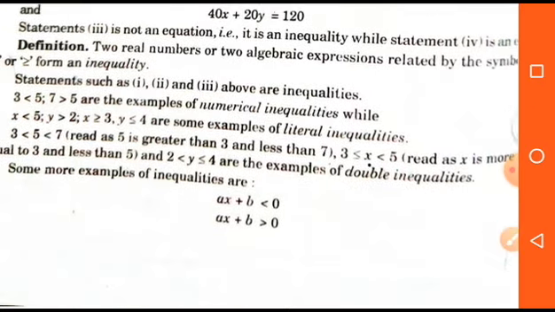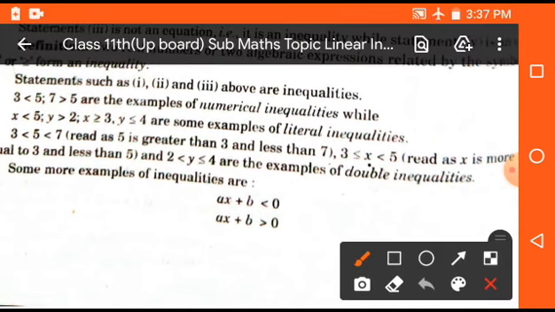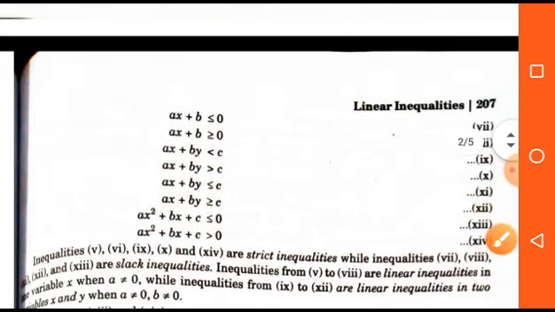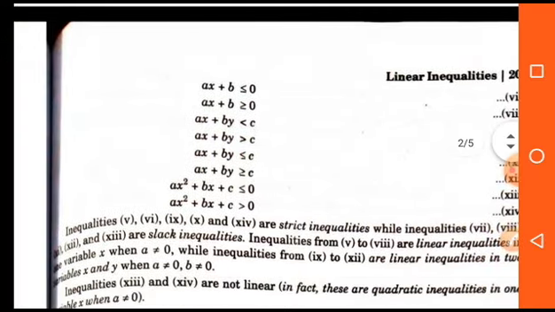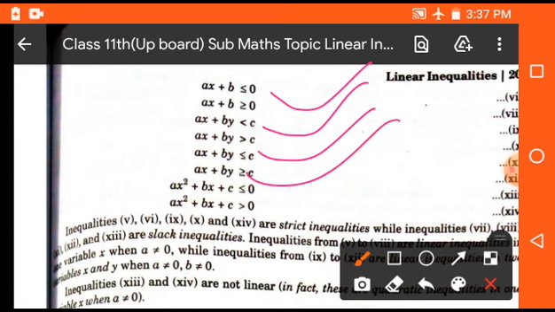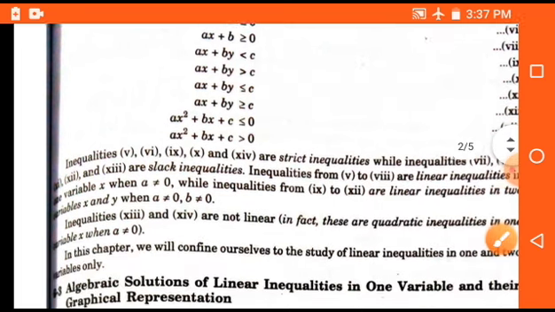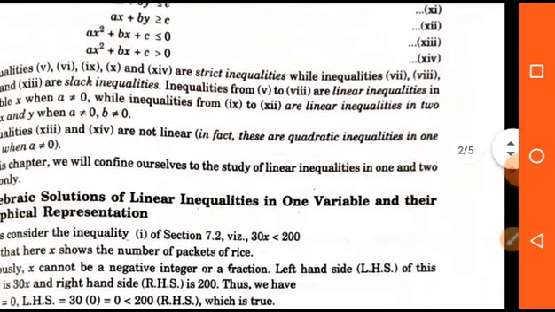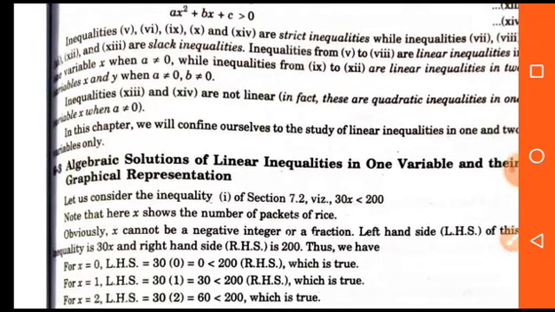Now the general standard form of linear inequality is given as ax plus b is less than 0, or ax plus b is greater than 0. If we combine both, then we find that ax plus b is less than or equal to 0, and ax plus b is greater than or equal to 0. So these are the standard forms of linear inequalities. Now the algebraic solution of linear inequality in one variable and its graphical representation is given as follows.